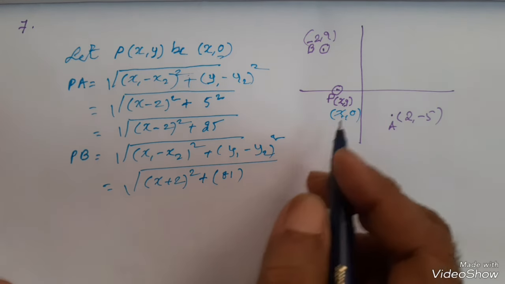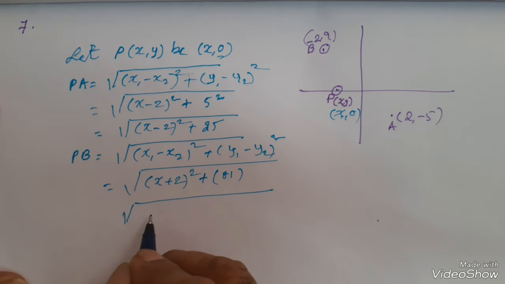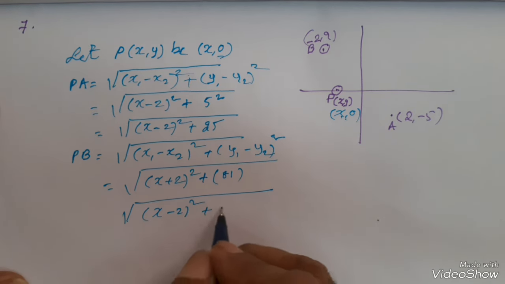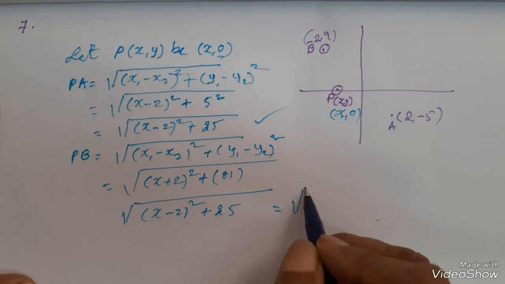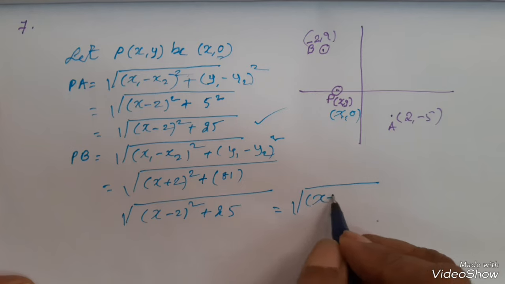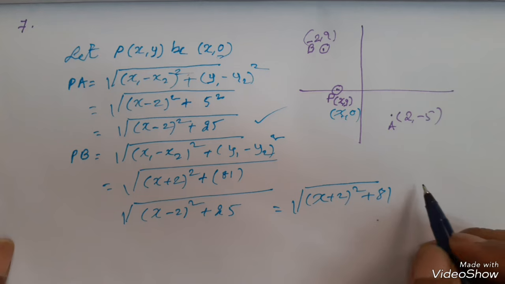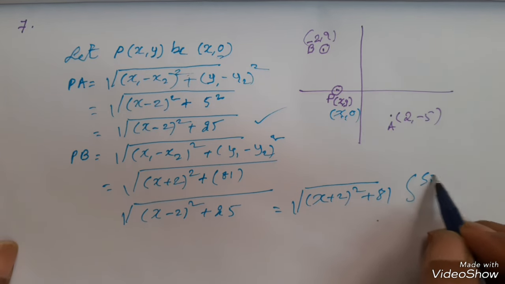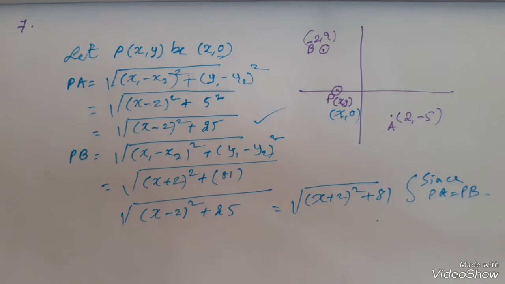Therefore, as per the problem, you can write here square root of (x minus 2) whole square plus 25, that is the length of PA, equal to the length of PB, square root of (x plus 2) whole square plus 81. Why are you writing this? Since we know PA equals PB, the point which is equidistant from the given 2 points. Now you find the x value here. How?